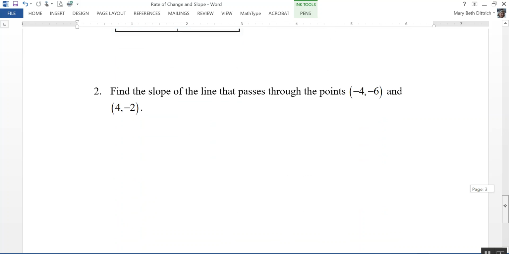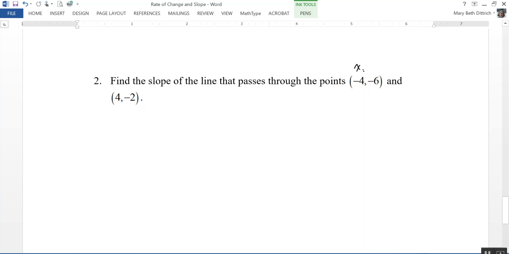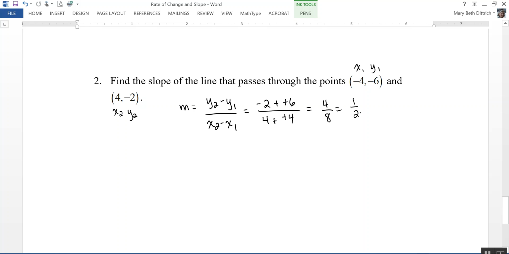My second example asks me to find the slope of the line that passes through these 2 points. I'm going to label them x1, y1 and x2, y2, and my formula is m equals y2 minus y1 over x2 minus x1. I'm just going to plug in the points here. Negative 2 minus a negative 6 over 4 minus a negative 4. Remember that subtracting negatives, I can make both of these positive, and that's going to give me 4 over 8, and reducing that fraction gives me 1/2. So the slope of the line through those 2 points is 1/2.